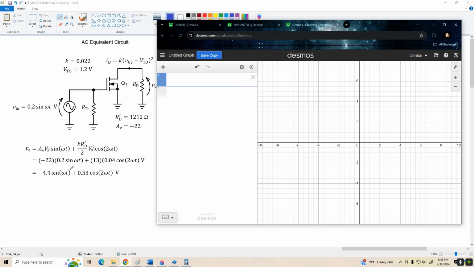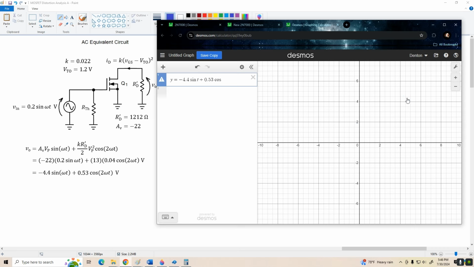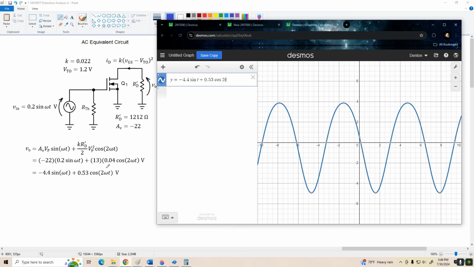So what we're looking for here is y equals negative 4.4 sine, and let's just go with t, okay? We won't scale the frequency. That's not too important here. So here's our sine wave, all right? It's starting at zero crossing going negative because we do have a minus sign here, and it's reaching an amplitude of 4.4 volts, all right? Now let's add in our second harmonic here. So we're going to have plus 0.53 cosine. And because it's twice the frequency, we'll just multiply t times 2. So that's 2t. And there we go. So we've got this equation graphed. And you can see we do get the squashing and stretching.